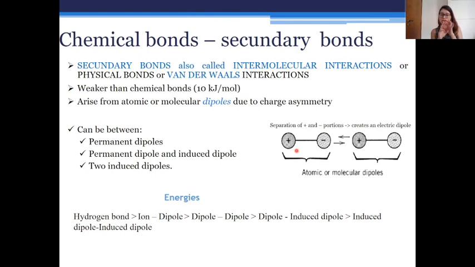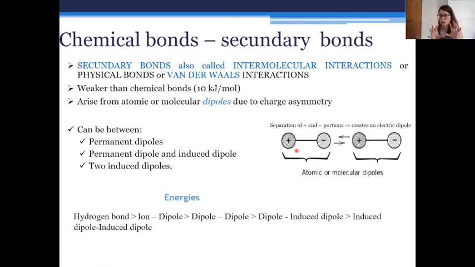One atomic or molecular dipole will interact with another one, and this will create an electric dipole due to this interaction. So we have this separation of a more positively charged and a more negatively charged portion. It can be between permanent dipoles, so molecules that permanently have this charge asymmetry.